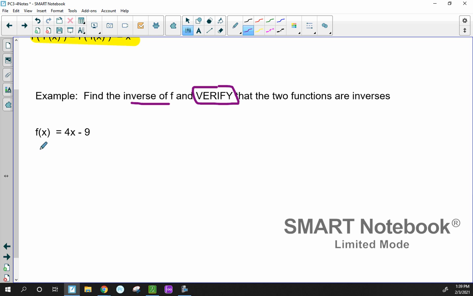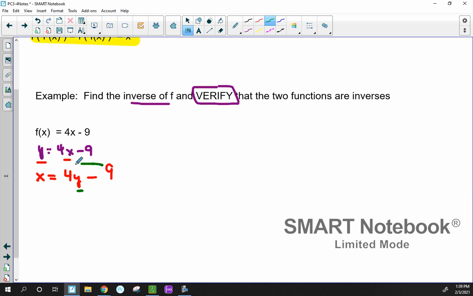The first thing you do always is change your f of x or g of x notation to y. So it's going to be y is equal to 4x minus 9. And then we're solving this out, trying to find this algebraically. You're going to switch or interchange the letters. So now it's going to be x is equal to 4y minus 9. And again, you're keeping your eyes on the y because you're solving for it.